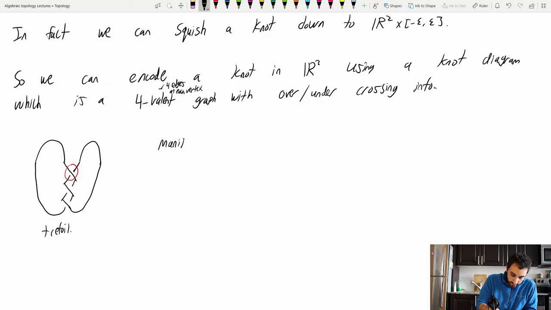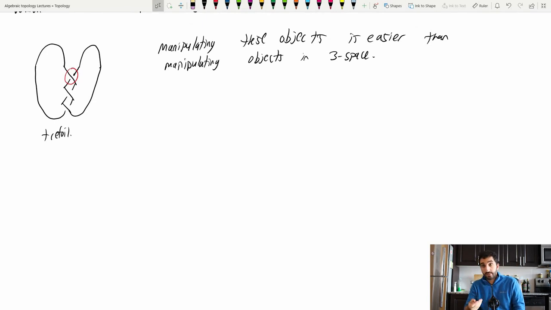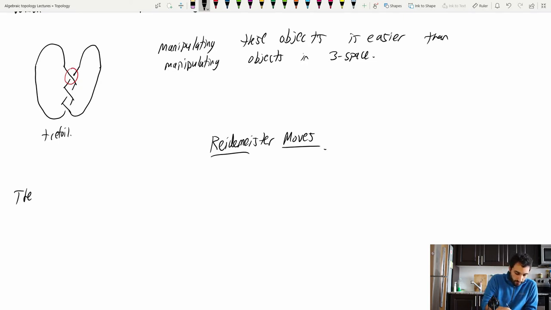So manipulating these objects is easier than manipulating objects in three space. But anytime you encode something as a diagram or anything else, you want to know what are the allowed moves, because the diagram isn't the object. So what moves on the diagram correspond to moves on your original object? And here, the answer to this is the Reidemeister moves. So there are three Reidemeister moves.